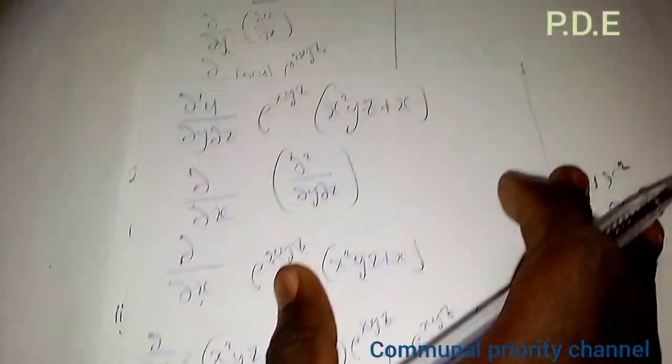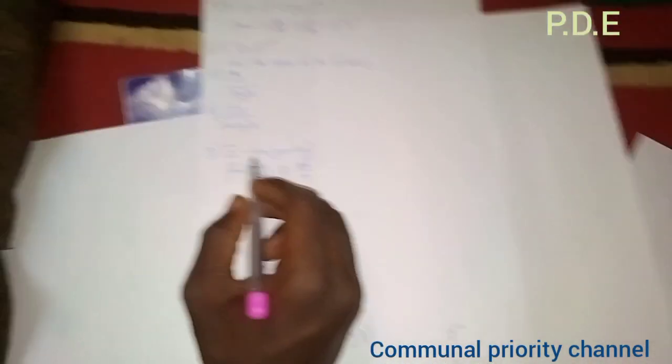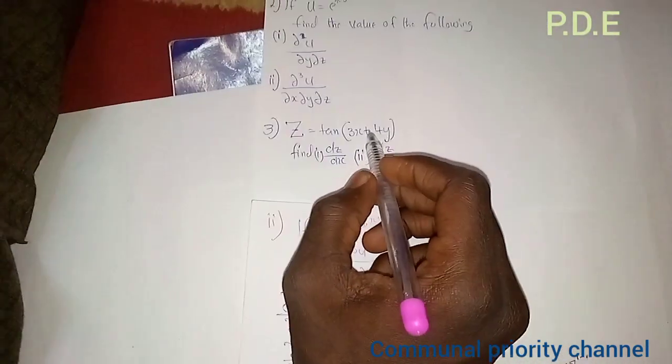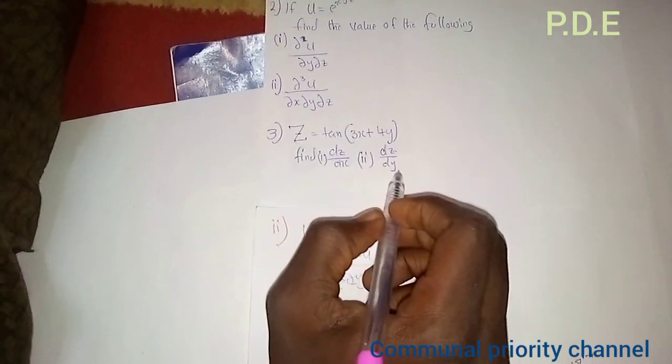So now we are moving to the last part of the question, which is question number 3. That says if z is equal to tan open bracket 3x plus 4y, differentiate z in respect to x and differentiate z in respect to y.